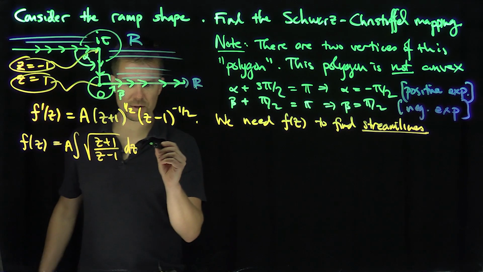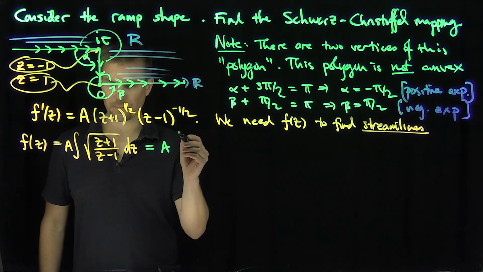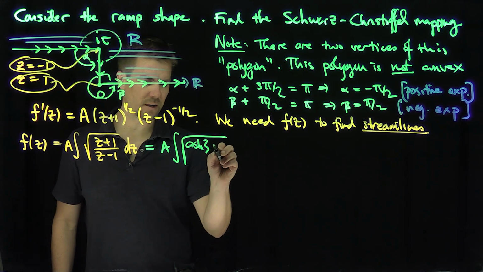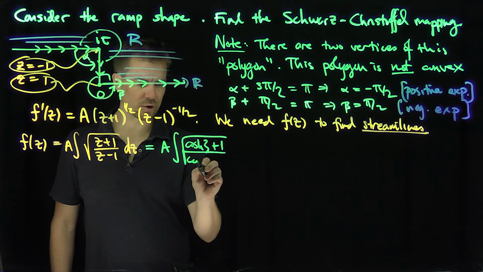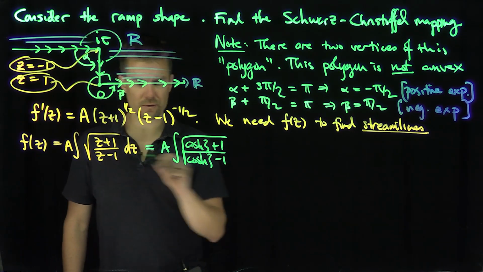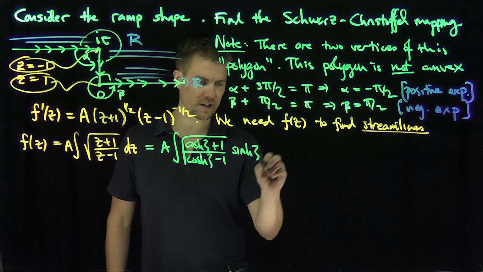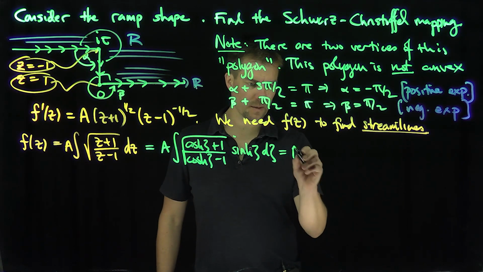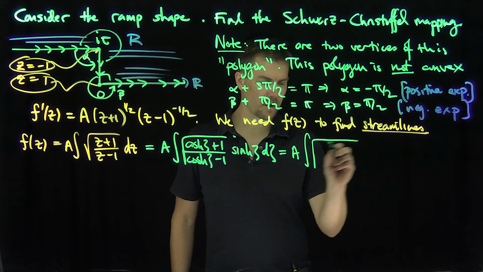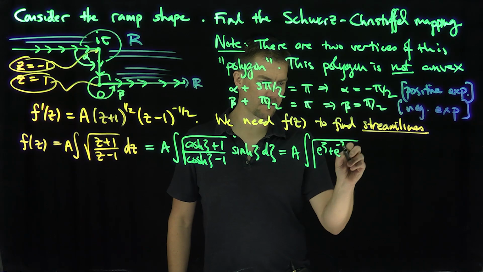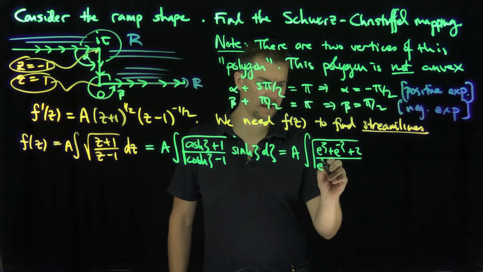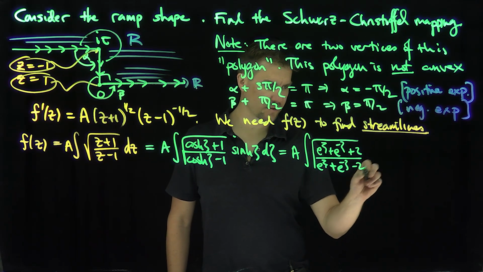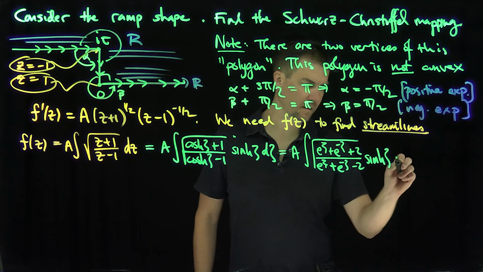So what I'm going to do is turn this into a zeta integral. This is going to be a times the integral of the square root of (cosh of zeta plus 1) over (cosh of zeta minus 1), where I let z be cosh of zeta, and then the derivative of cosh is sinh, so I have sinh of zeta d zeta. I'll multiply everything by 2. This becomes the integral of the square root of (e to the zeta plus e to the negative zeta plus 2) over (e to the zeta plus e to the negative zeta minus 2) times sinh of zeta d zeta.